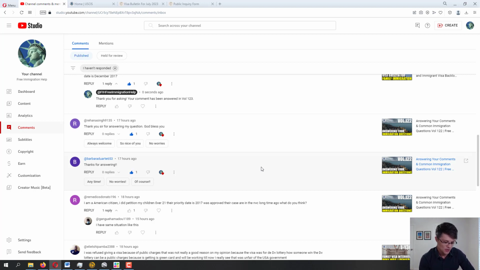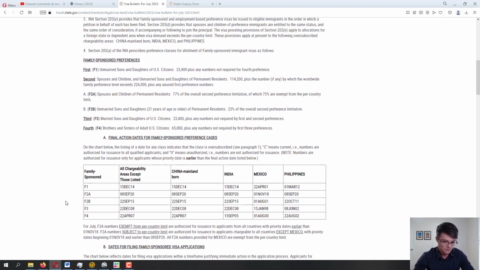again, it depends if your children are over 21. It depends if they're married or unmarried. If they're unmarried, it's going to be F1 category. If they're married, it's going to be F3 category. So their priority date is in 2017. So if we look at the visa bulletin, for F1, it is December 2014, and for F3, it is December 2008. So as you can see, there's a huge difference between the two.